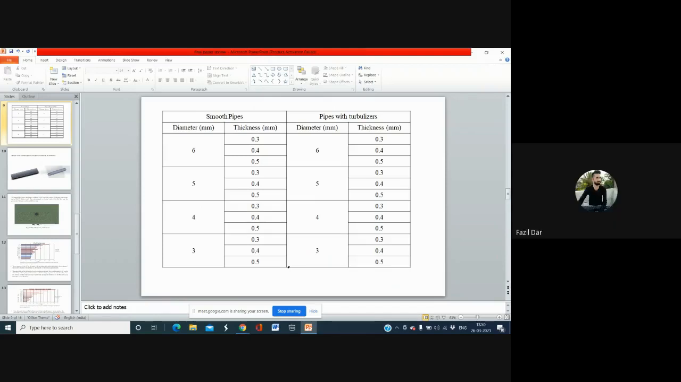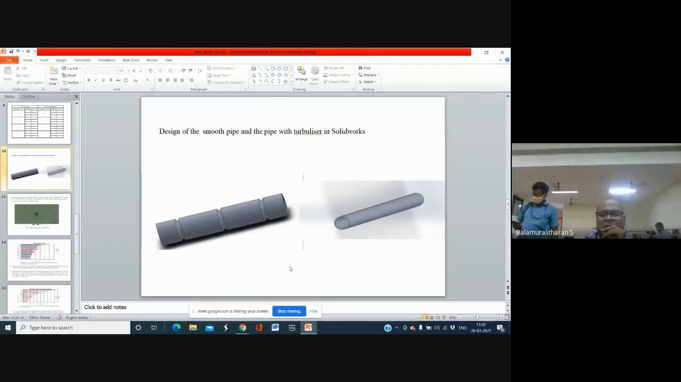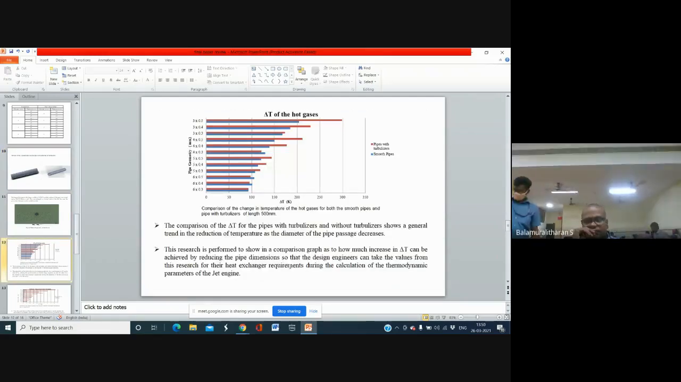These are my dimensions which I have used in my software. It's a tube heat exchanger, sir, that I have designed. What is your conclusion? Tell me your conclusion. This is my conclusion.